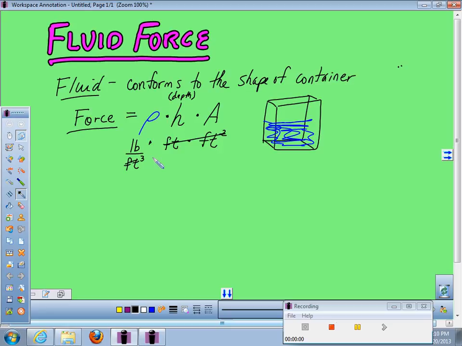Okay, we are today going to worry about fluid force, but I am going to, for just one moment, explain that there's a difference between force and pressure.